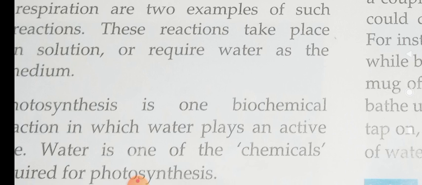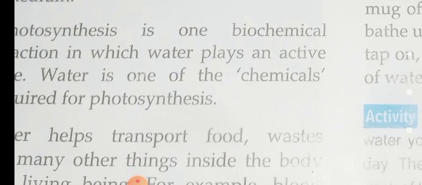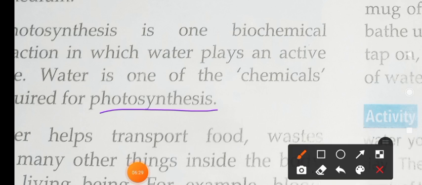Then photosynthesis. Photosynthesis is another biochemical reaction in which water plays an active role. Water is one of the chemicals required for photosynthesis. So photosynthesis is also a biochemical reaction, and water is the most important thing for this reaction.